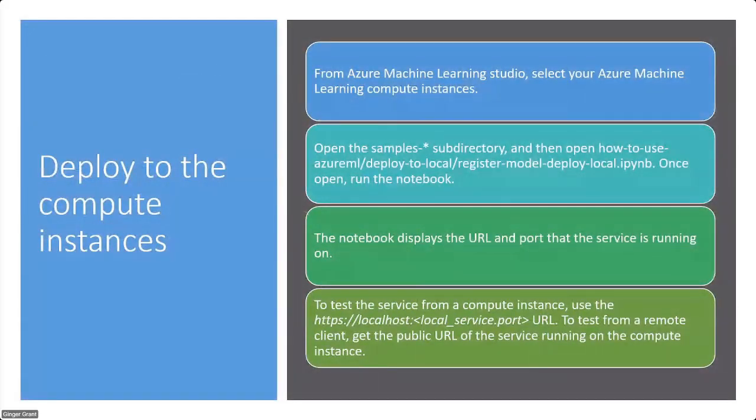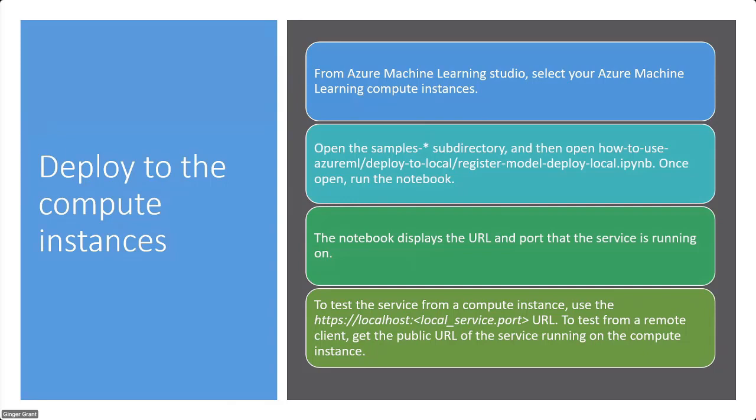So what you want to do is select your compute instances, because that is how it's going to be running. And then you can open the sample industries and look at how you can deploy it. So there's demo code for it, so you don't have to understand everything about how the underlying code works in order to make this work. The notebook will then display the URL and the port that the service is running on, and you just call it from whatever you wish.